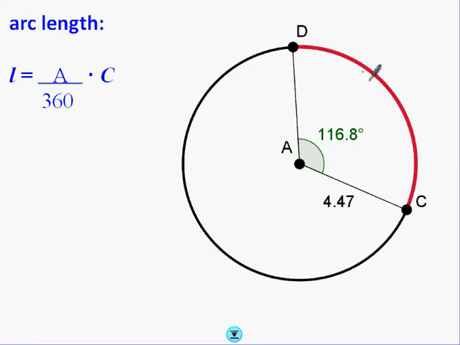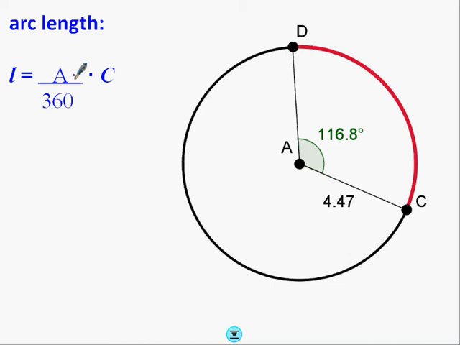Arc length is just part of the circumference, and you just need to know what part of the circumference to figure out. So the C here tells you the circumference. And the a over 360 tells you whether you need to do it for half a circle or a fourth of a circle. Maybe you're talking about 3/8 of the circumference.